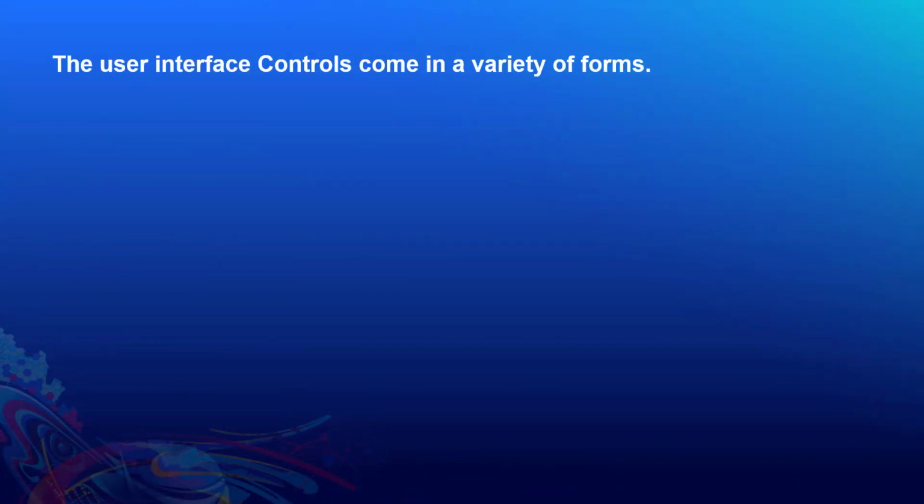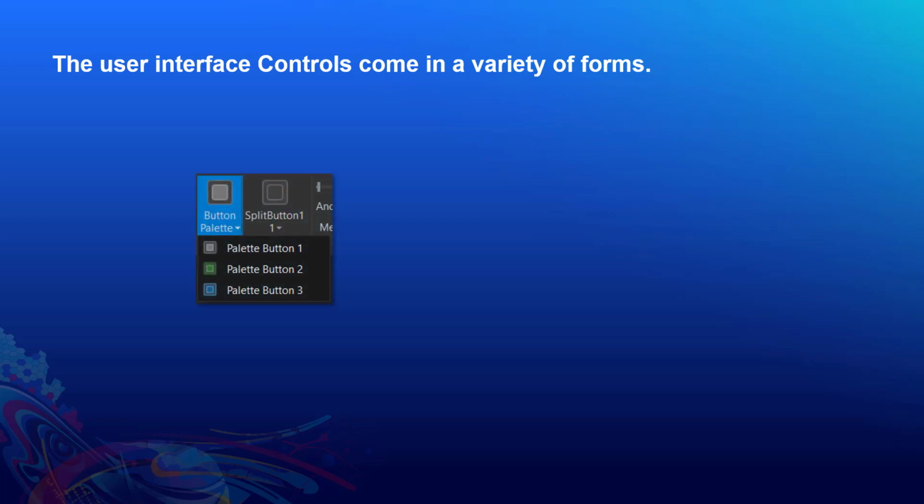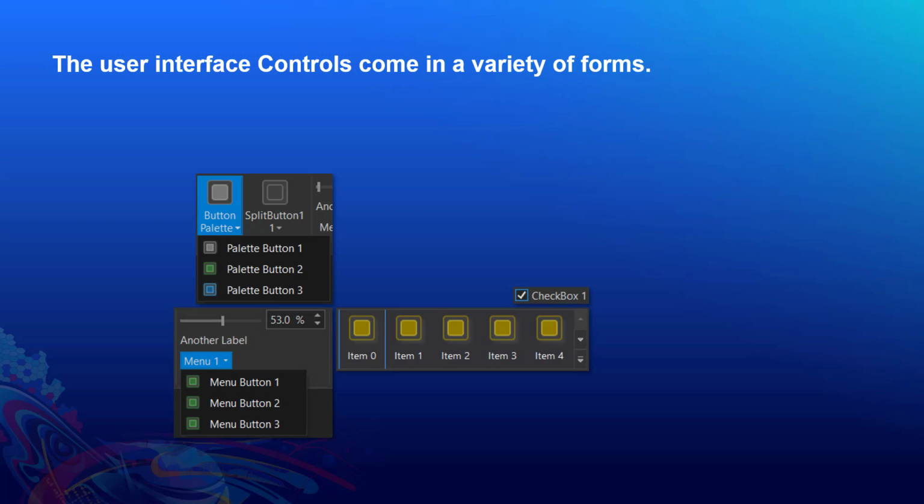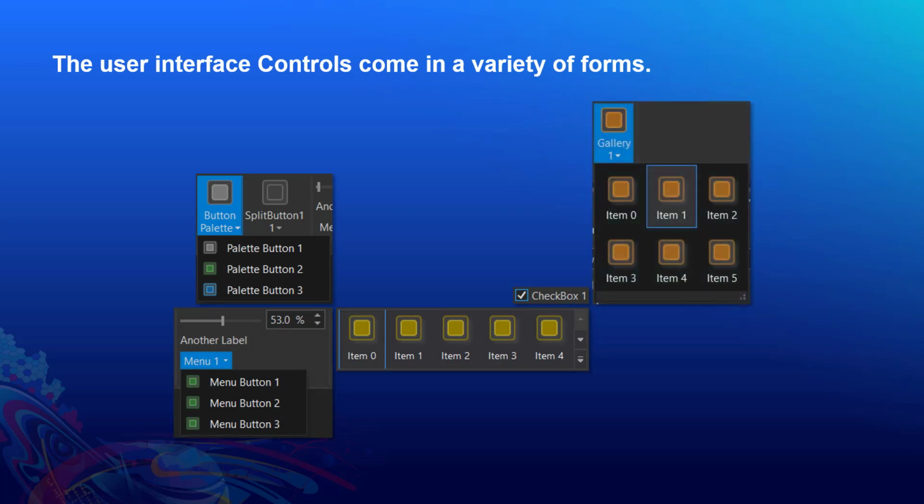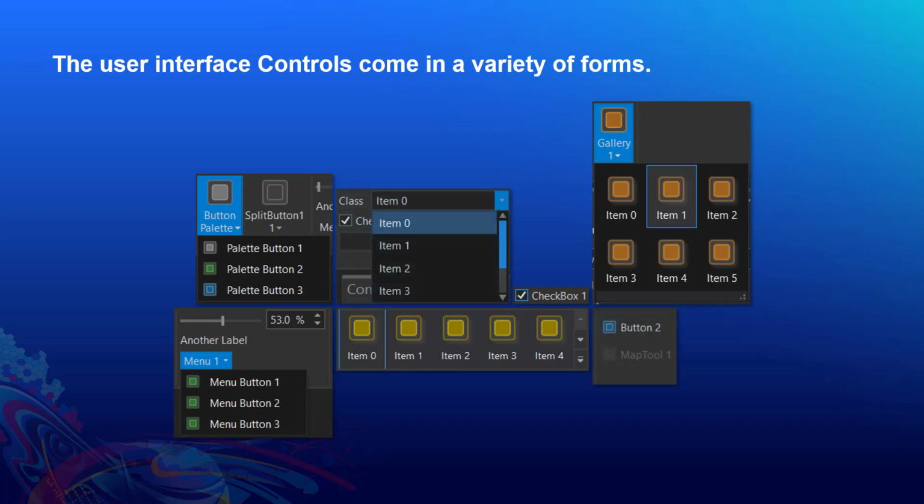The user interface controls come in a variety of forms, including the button template dropdown, the inline gallery list, the checkbox, the menu button dropdown and percentage slider, the gallery selector, the simple button, and the combo box, which we'll see more on later.